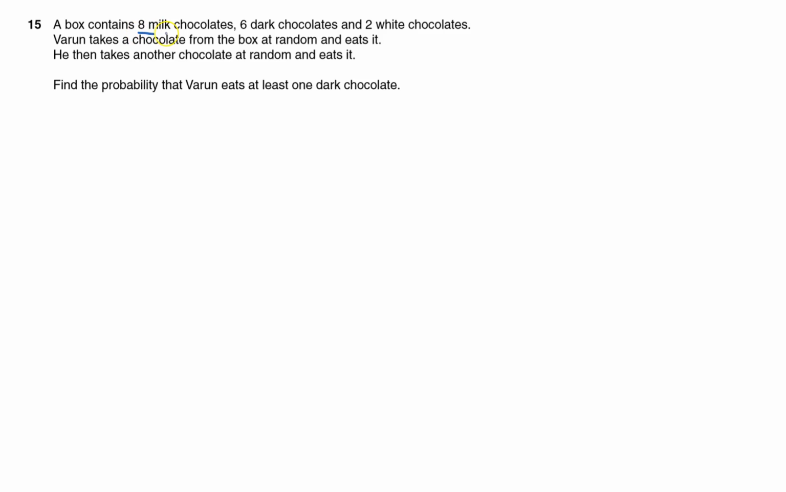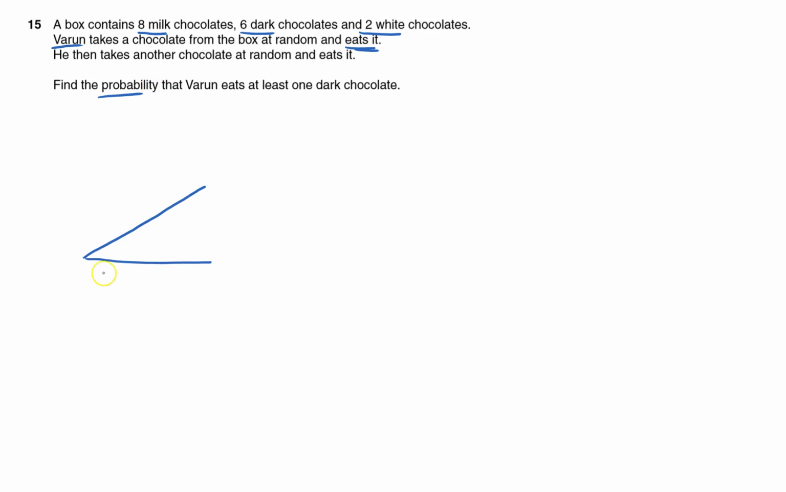A box has 8 milk chocolates, 6 dark and 2 white chocolates. Farron takes a chocolate at random and eats it. Okay, so it's not going to be replaced here. He takes another chocolate and eats that one. So you've got probability, yep. And I'm going to draw a tree diagram.